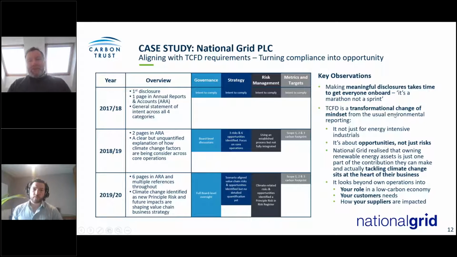So I think the key observations from this is that meaningful disclosures take time to get everyone on board. The old adage that this is a marathon, not a sprint, really holds true. TCFD is very much around a transformational mindset, and what they saw for their business was that TCFD is not just for energy-intensive industrials. It's also for anyone where there are risks and opportunities. So hopefully this gives you an example of the sort of journey that you might go on and that businesses need to go on.